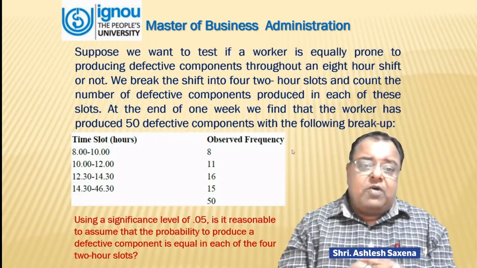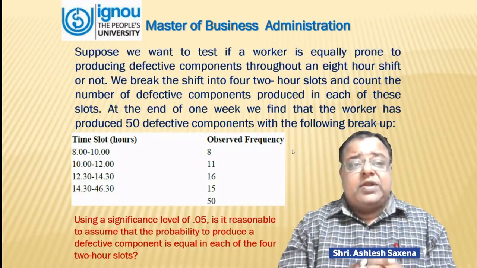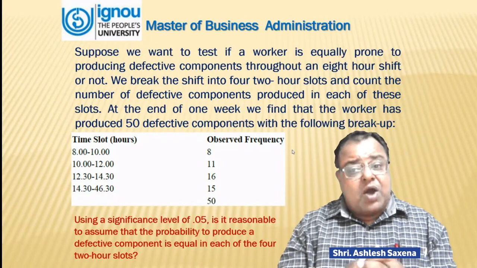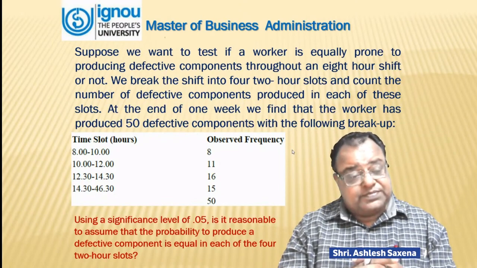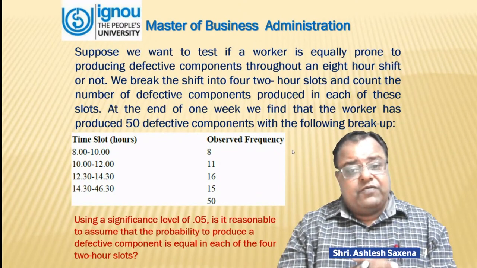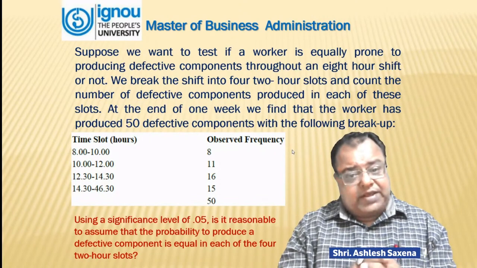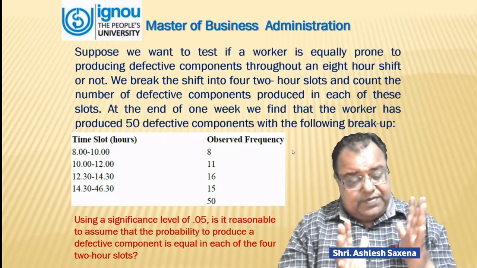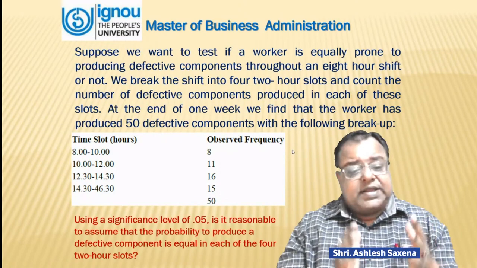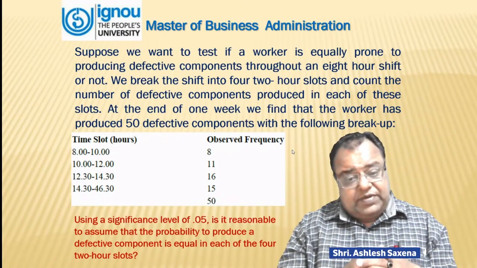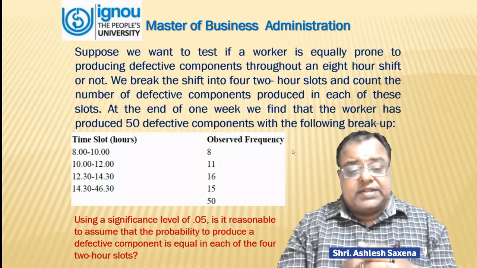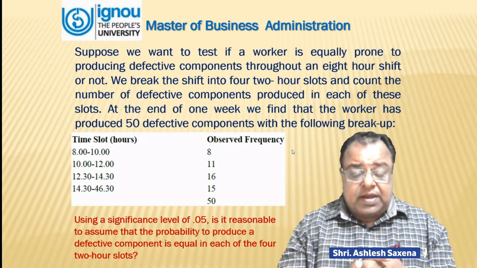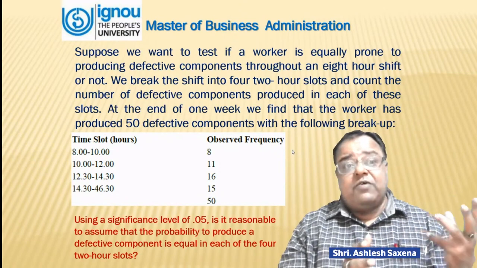Suppose we want to test if a worker is equally prone to producing defective components throughout an 8-hour shift or not. We break the shift into four 2-hour slots and count the number of defective components produced in each of these slots. At the end of 1 week, we find that the worker has produced 50 components with the following break. Using a significance level of 0.05, is it reasonable to assume that the probability to produce a defective component is equal in each of the 4 slots?